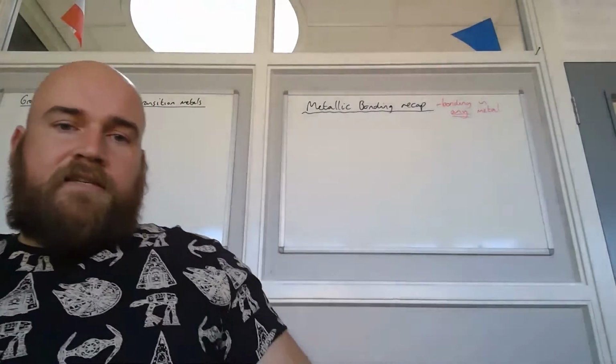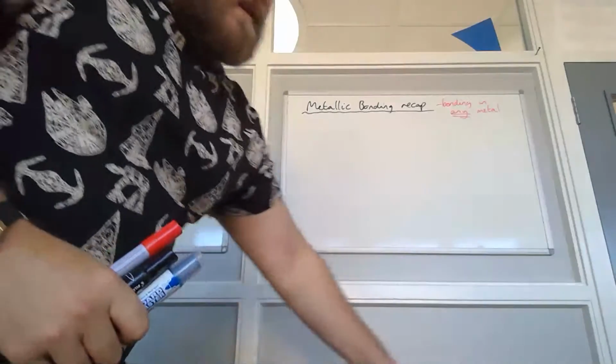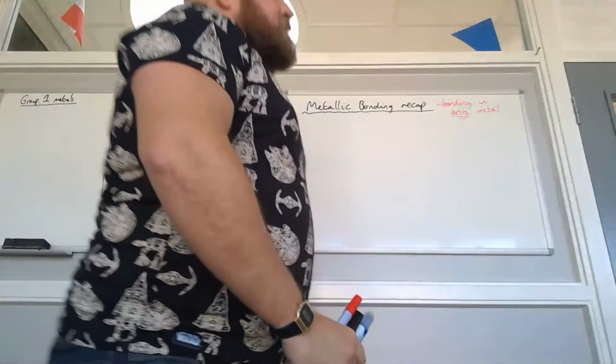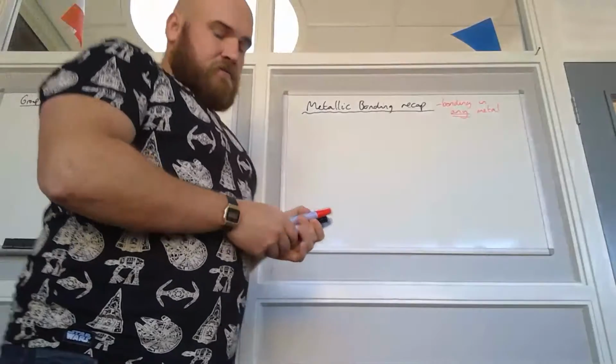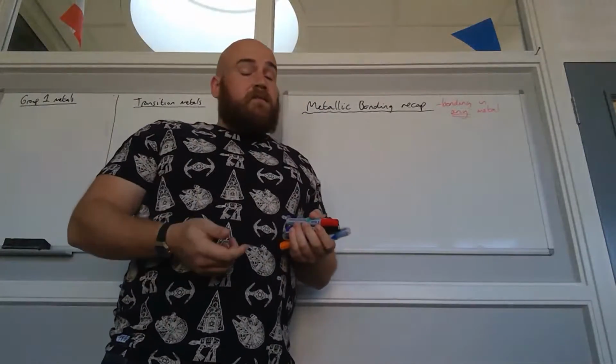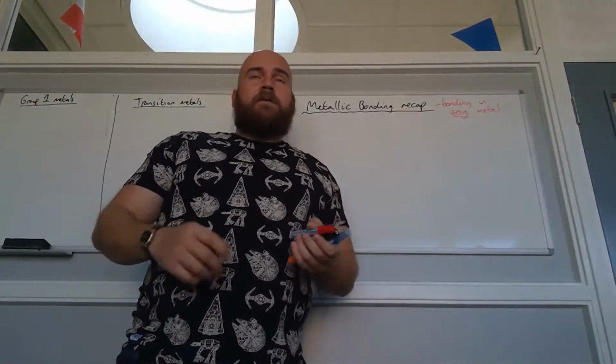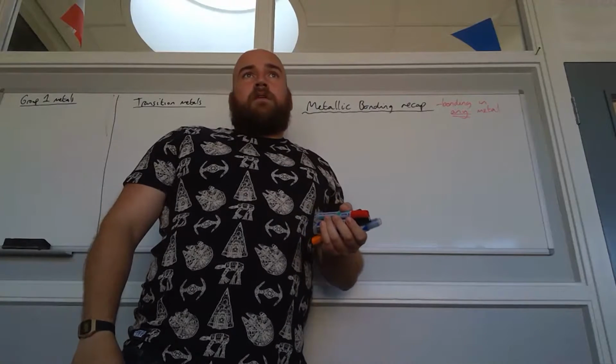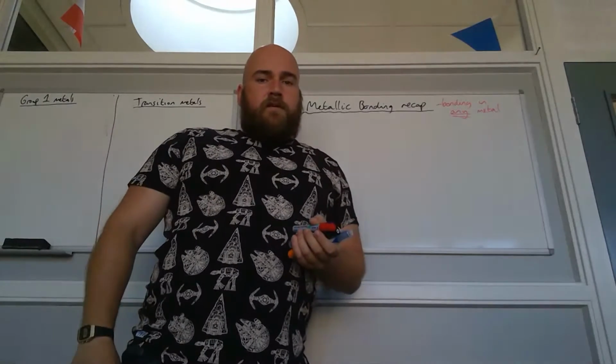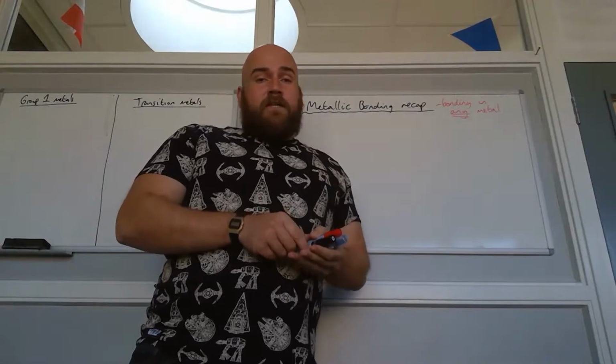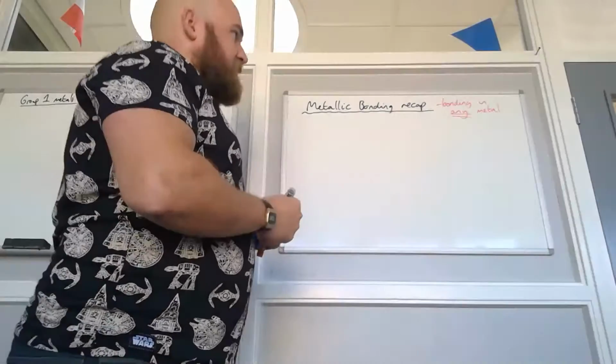So before we start, we're just going to do a quick recap on metallic bonding. So I'm just going to slide that over there so you can see. Metallic bonding is the bonding in any metal. It could be one of the group 1 metals, so sodium, lithium, potassium, could be one of the group 2 metals, calcium, strontium, and so on and so forth. It could even be a transition metal like iron. So all metals have this bonding.